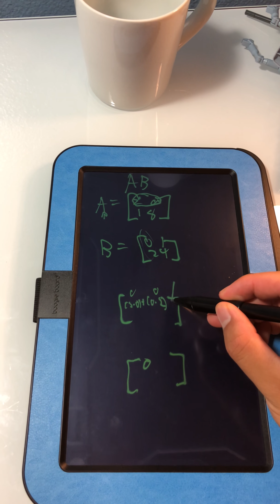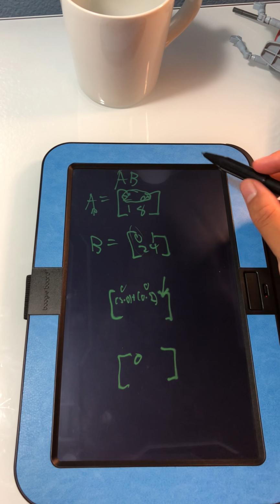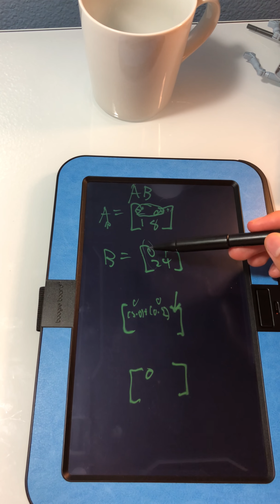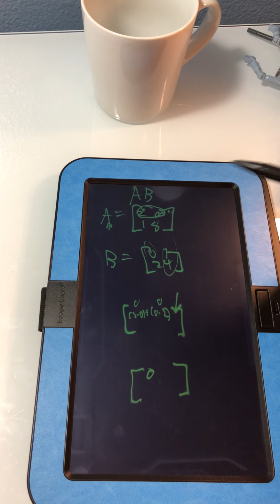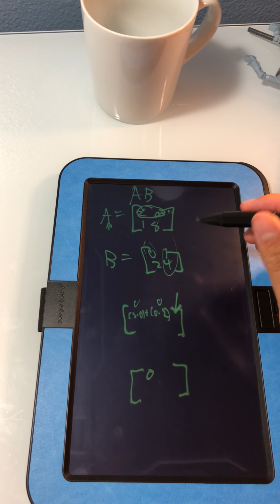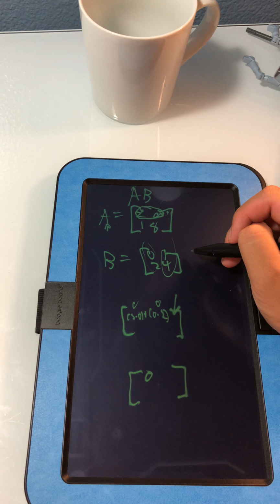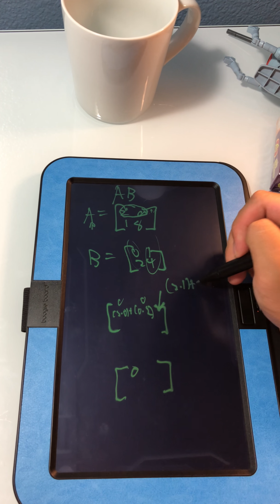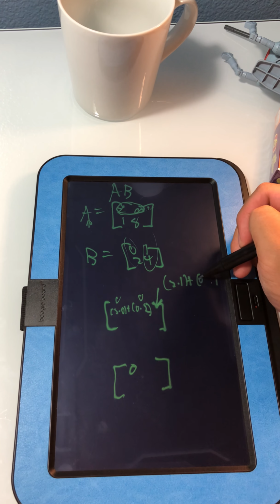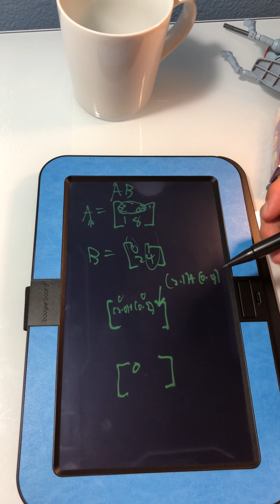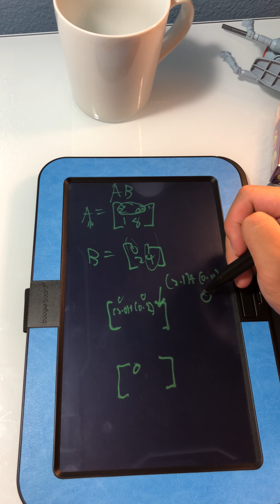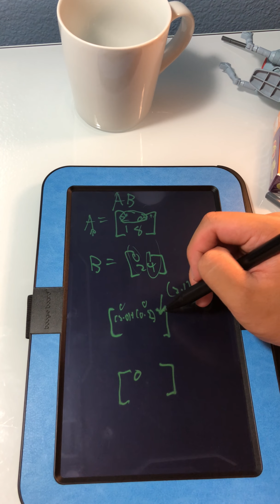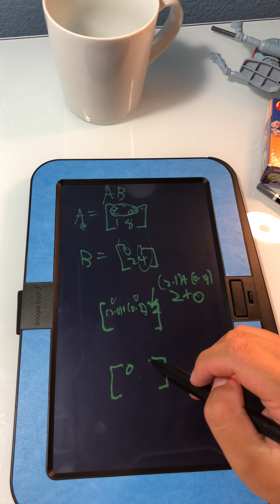For the next entry, you would take the first row again, so 2, 0 in this case, and you'd multiply by the second column of the second variable. So in this case, it'd be 2 times 1 plus 0 times 4. 0 times 4 equals 0, and 2 times 1 equals 2. You add them together, you get 2. So your second solution is 2.